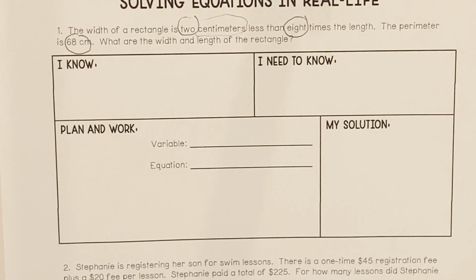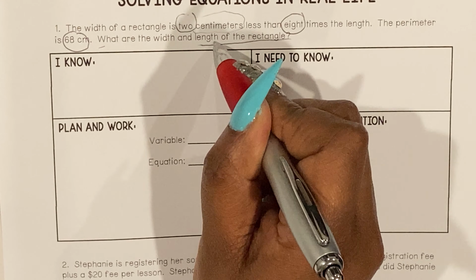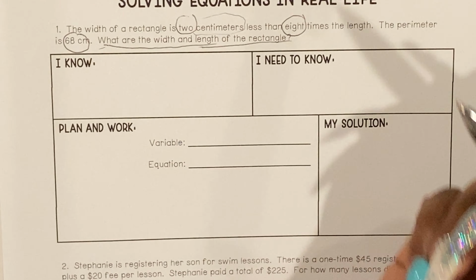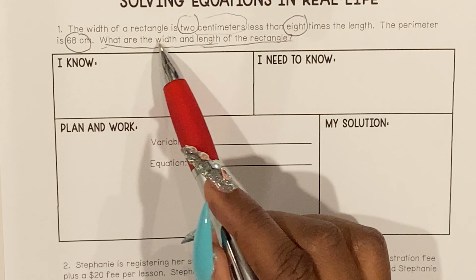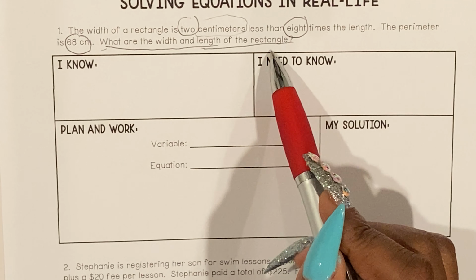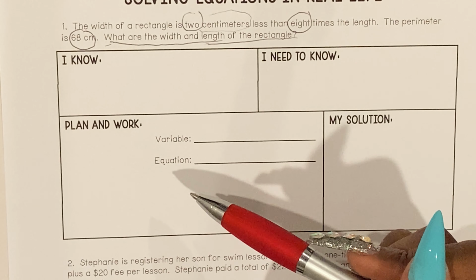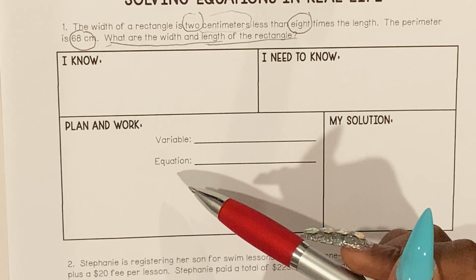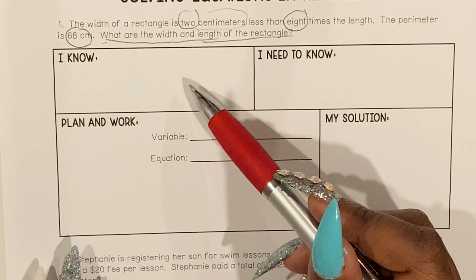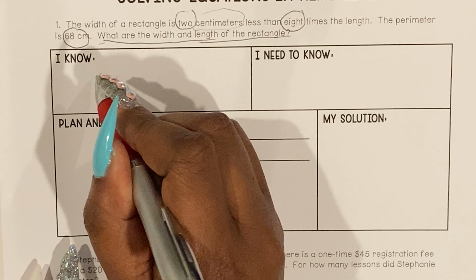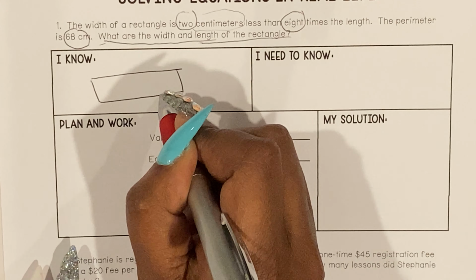Then we're going to look at our question. Our question is, what are the width and length of the rectangle? The problem says the width of a rectangle is 2 centimeters less than 8 times the length. The perimeter is 68 centimeters. What are the width and length of the rectangle? So what is the information that I have? I have a rectangle.